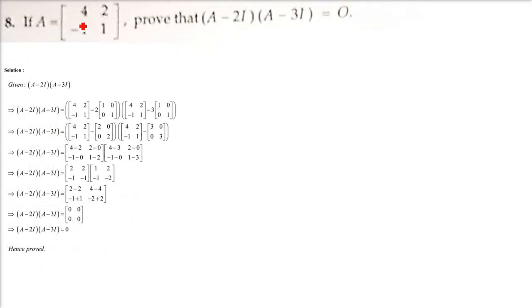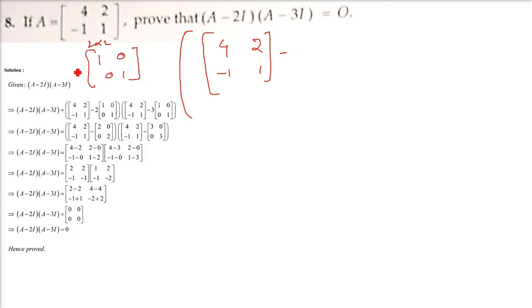And this is also the same, just take A as 4, 2, negative 1, 1. Okay. And then you have to subtract twice of I. What does that mean? I is what? Because it is a 2 by 2 matrix, I also has to be a 2 by 2 matrix. So 1 0 0 1. Twice is what? Multiply this with 2. So 2 0 0 2 like this. Then we have A again.